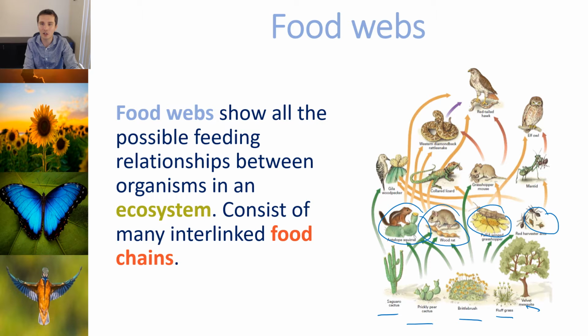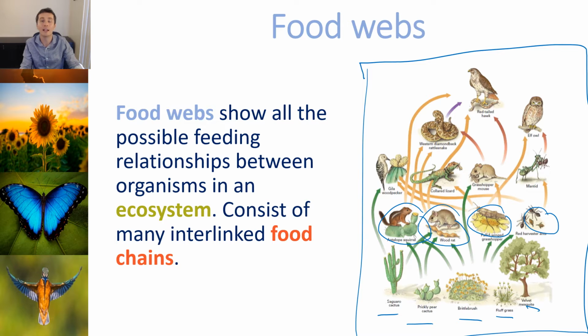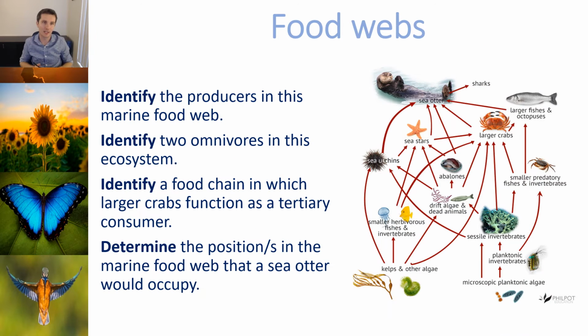And again, it's consuming some from the second, and it's also consuming the snake from the third order. So you'll notice this food web really does enable you to see the relationships that are occurring in the ecosystem in a more detailed way than a food chain. So let's have a go at testing your understanding.